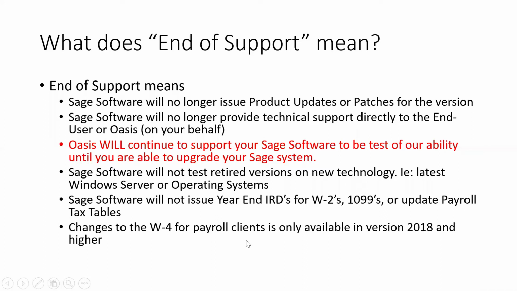And then also, I'm thinking that everyone that has the payroll module that's on a version prior to 2018 knows that the new W-4 changes are only available in the newer versions. I know we're working with several clients right now with payroll, getting those upgrades in the queue so that we can get that taken care of, and then I continue to get requests daily.